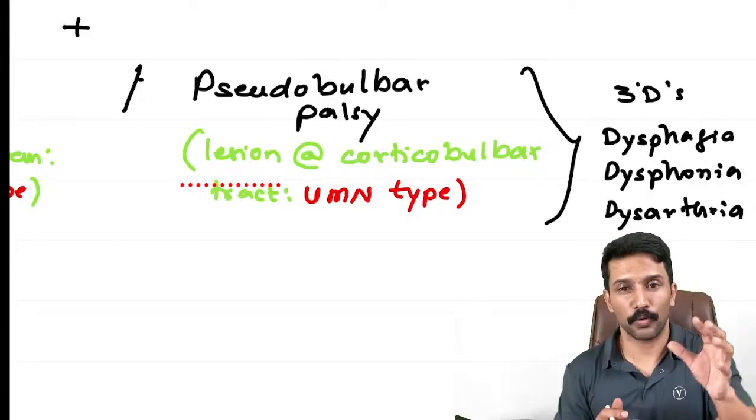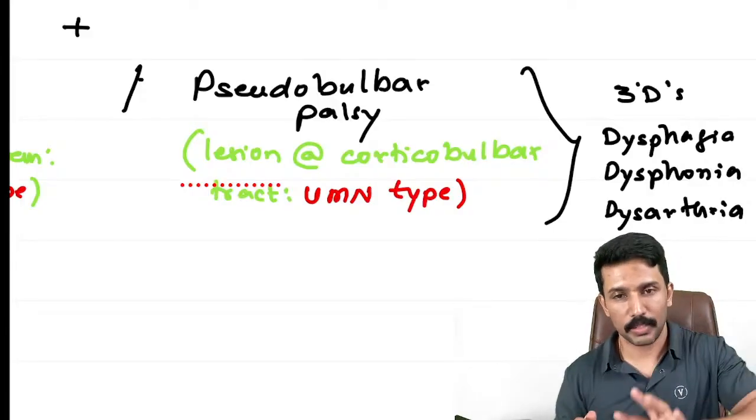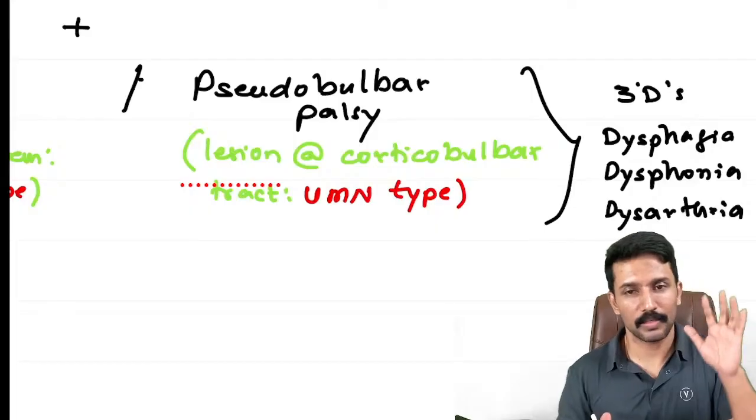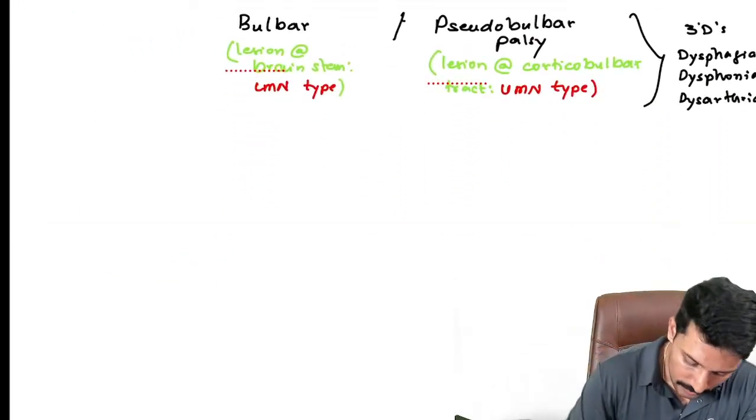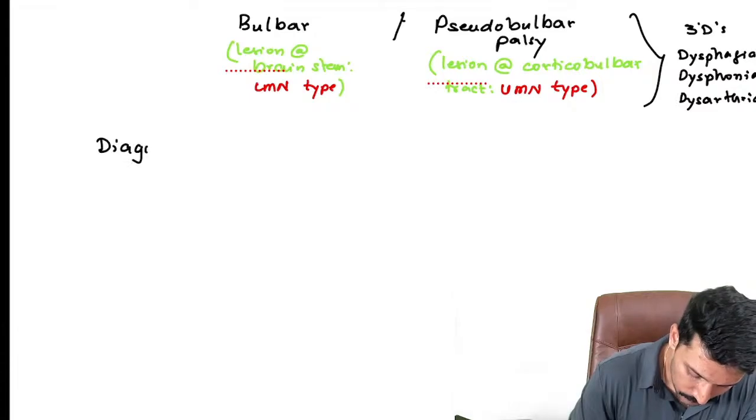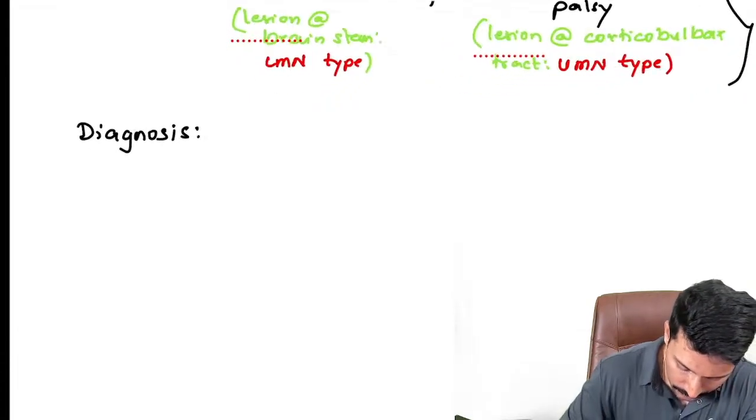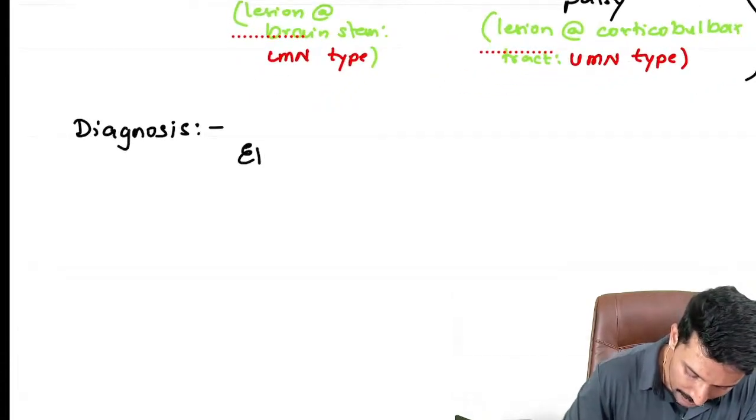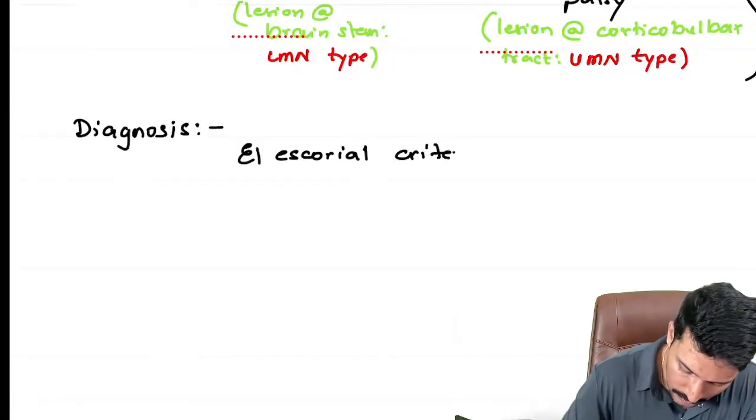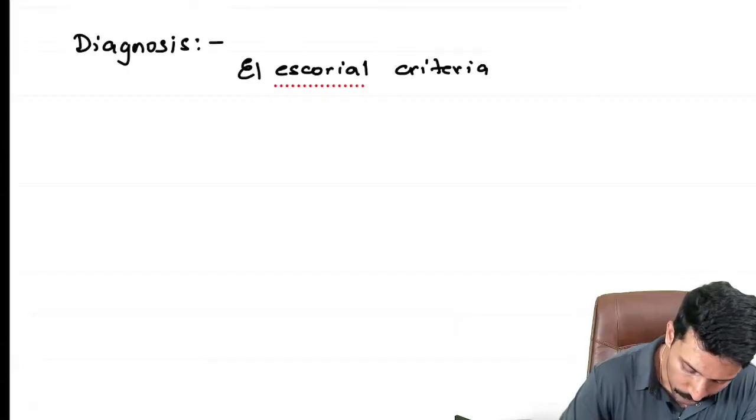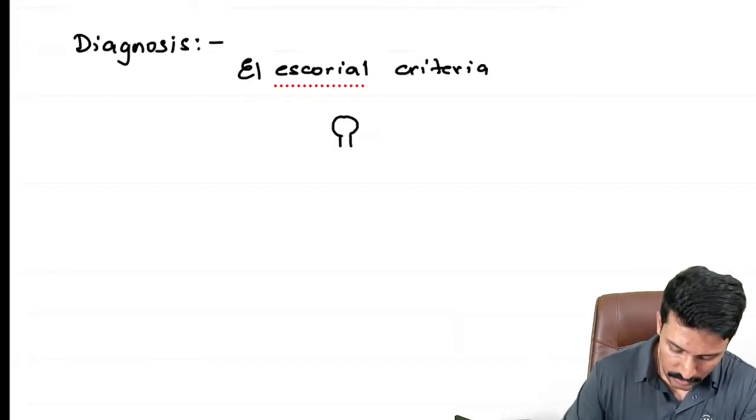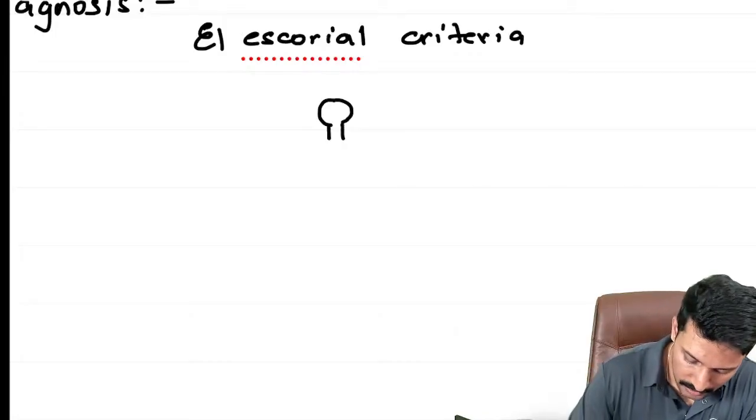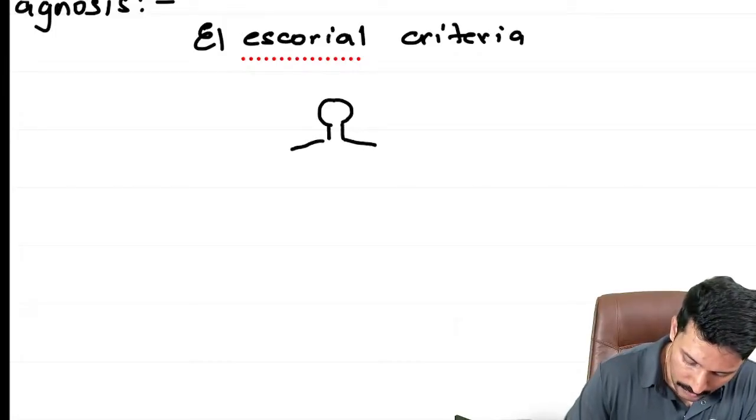Any question which talks about progressive limb weakness with some muscles showing LMN and some muscles showing UMN findings is equal to ALS. Now, once we're suspecting that it could be a case of ALS, for diagnosis we follow a criteria which we are going to call the El Escorial criteria. In this criteria, the body is divided into different regions. The head and neck is called bulbar because the nerve supply comes from cranial nerves which originate in the bulb or brainstem.